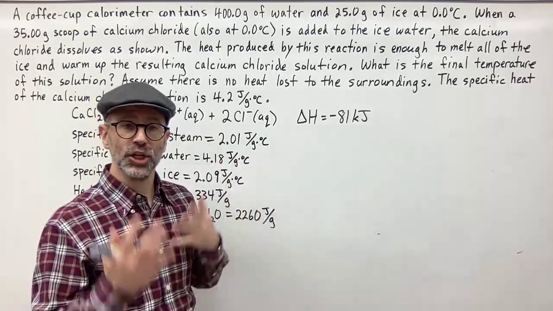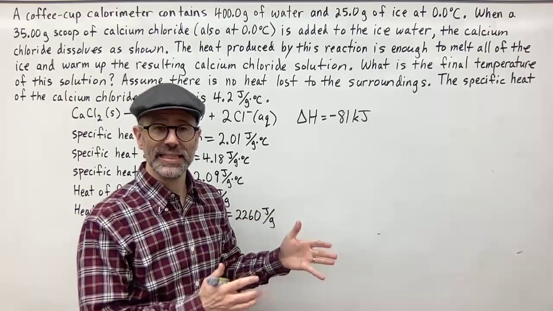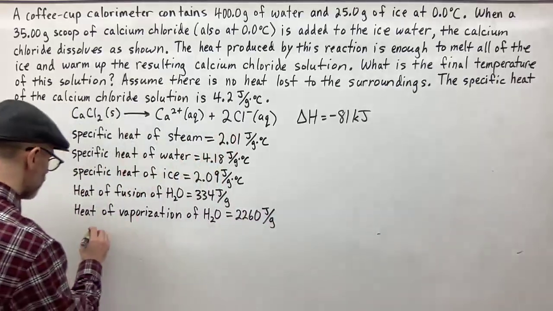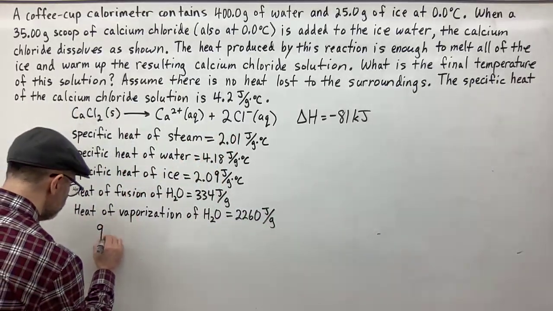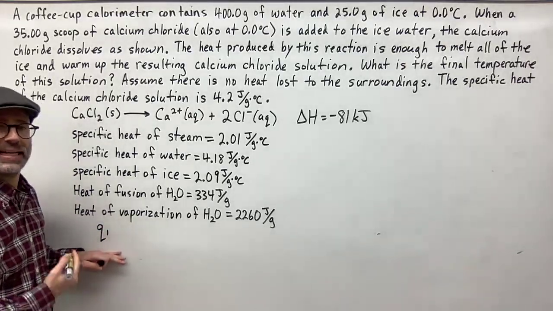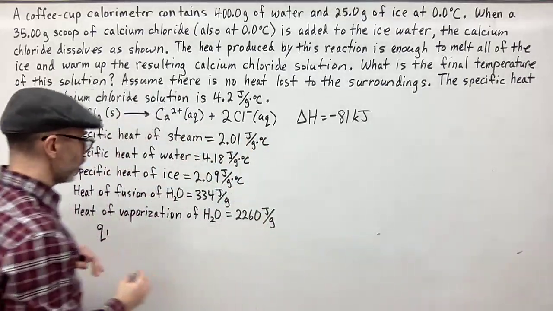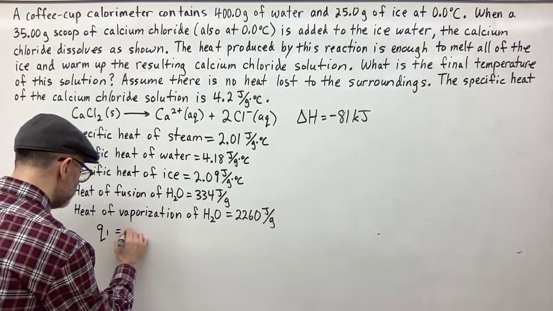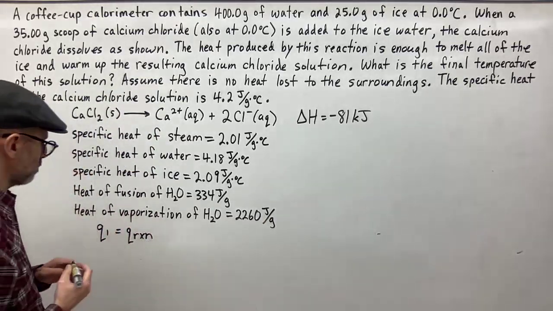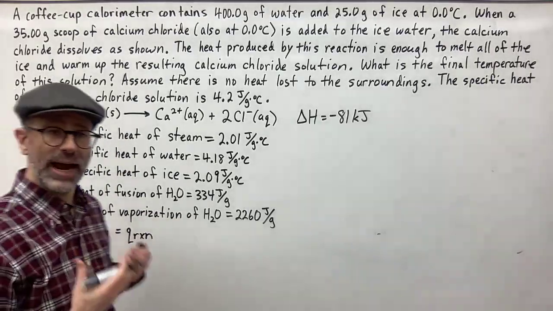So we're going to have a Q for each of those heat absorptions and heat releasings. So if I write down here Q1, that's a quantity of heat that's either being released or absorbed. In this case, if we look at the reaction, this is heat being released. So we're going to call this Q1. That's going to be Q of the reaction. Okay? So the reaction is giving off heat.